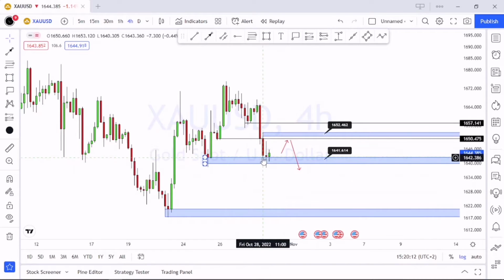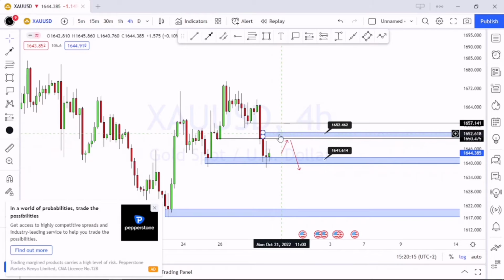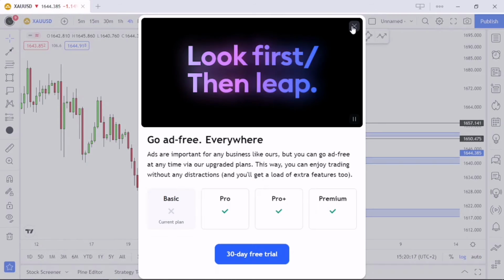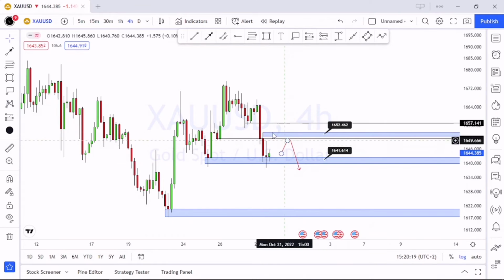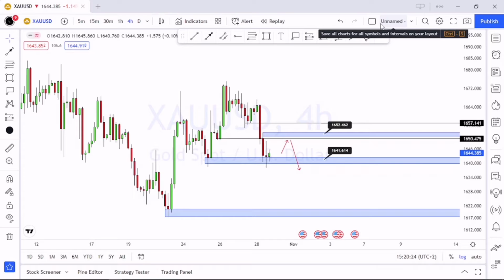But personally, I'd like to see the market retrace, give us a reaction, see bullish momentum depleting, bears stepping in, and a continuation back down. So that is it for gold, in my opinion.